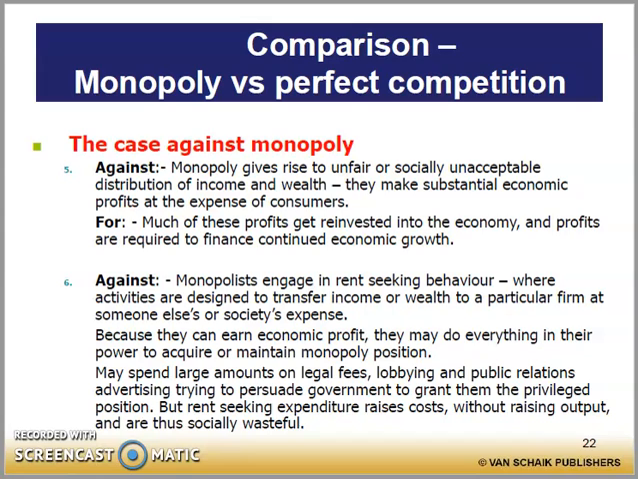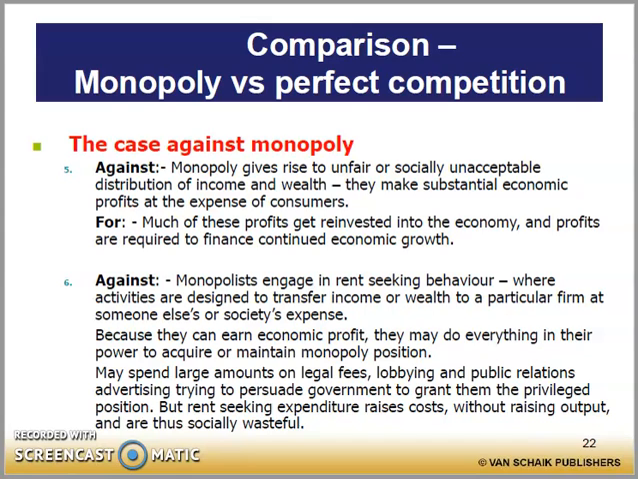There are also critics who argue that monopoly gives rise to an unfair or socially unacceptable distribution of income and wealth. They argue that monopolies make substantial economic profits, which accrue to their owners or shareholders at the expense of consumers who have to pay high prices for the product. The counter argument is that much of the profit is reinvested in the economy and that the profits are required to finance continued economic growth.